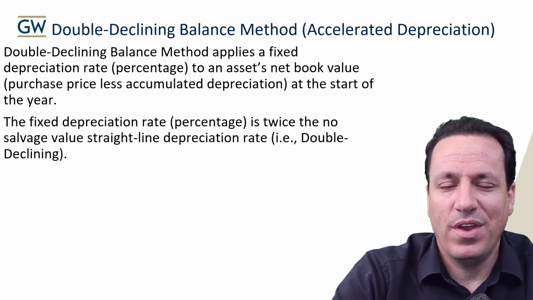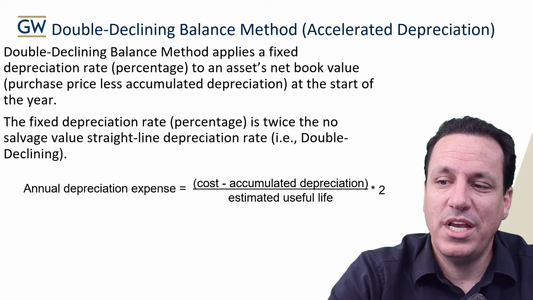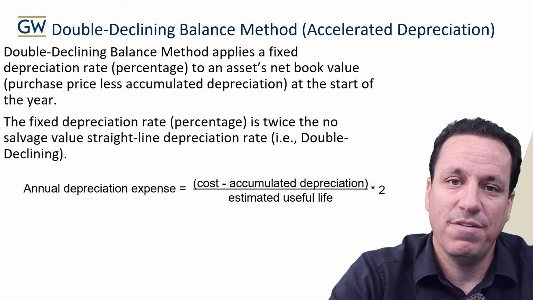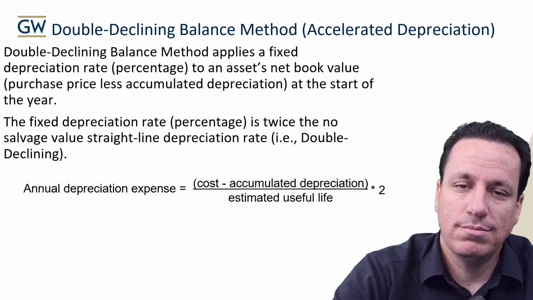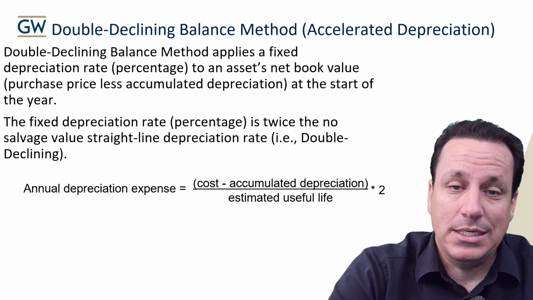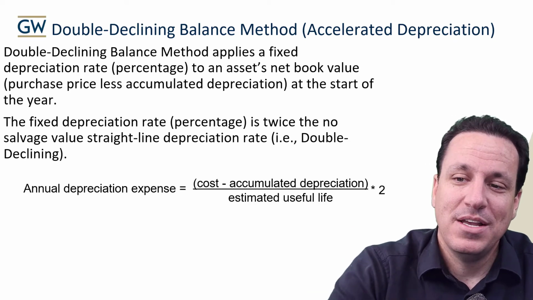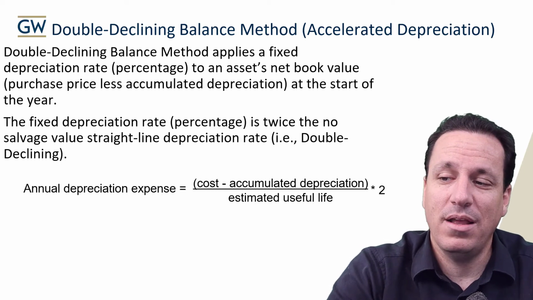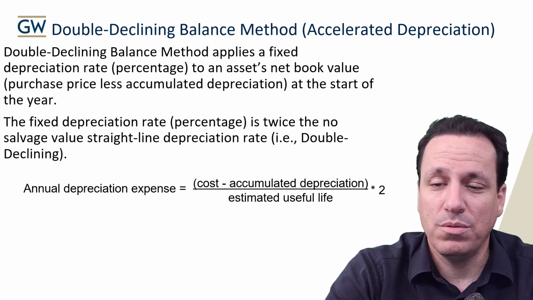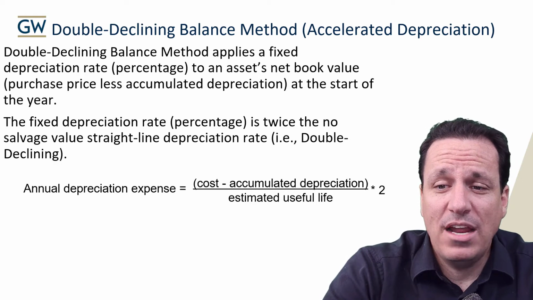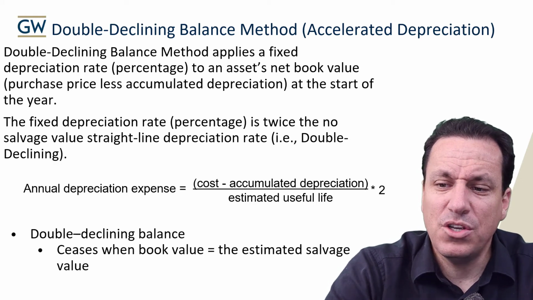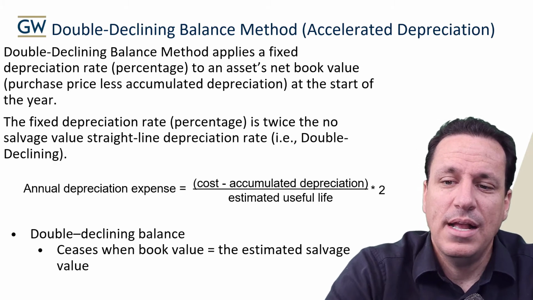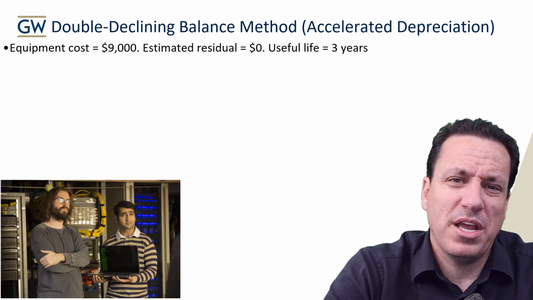What does that mean? We've got a formula that explains it. What we do is we take the cost of the asset minus the accumulated depreciation over the estimated useful life times 2. Why times 2? Because it's double the declining balance. So we take the cost, net the accumulated depreciation, divide it by the estimated useful life, and multiply it by 2. That's what we use for our annual depreciation expense. Double declining balance ceases when the book value equals the estimated salvage value. And so let's go through an example to explain what this is.